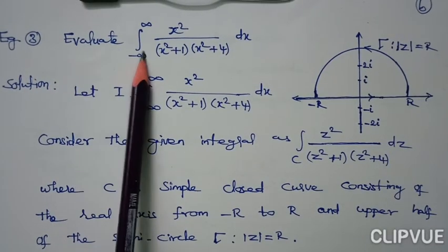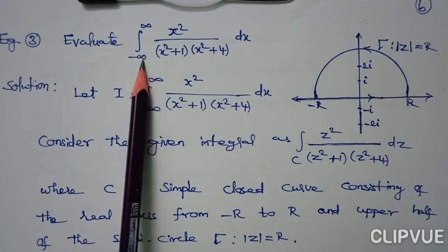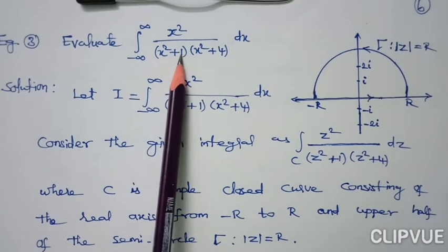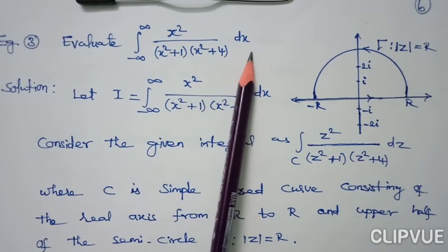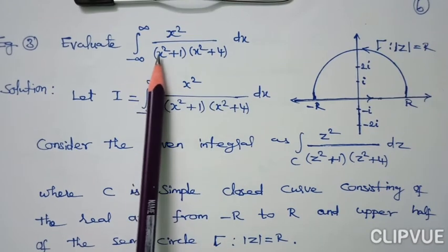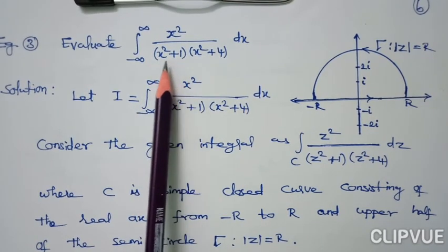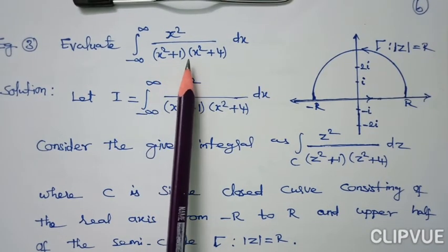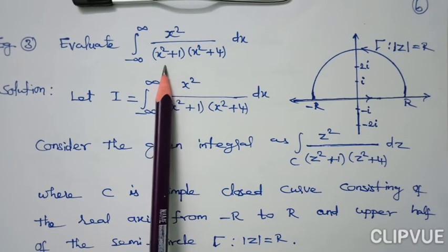Next, how to evaluate this problem? Integral from minus infinity to plus infinity of x squared divided by x squared plus 1 into x squared plus 4 dx. This is under which type? Either type 1, 2 or 3. Yes, as you guessed, it is under type 2.